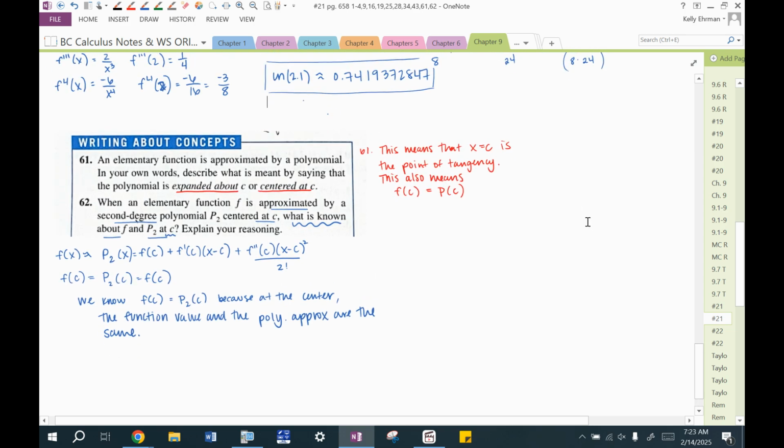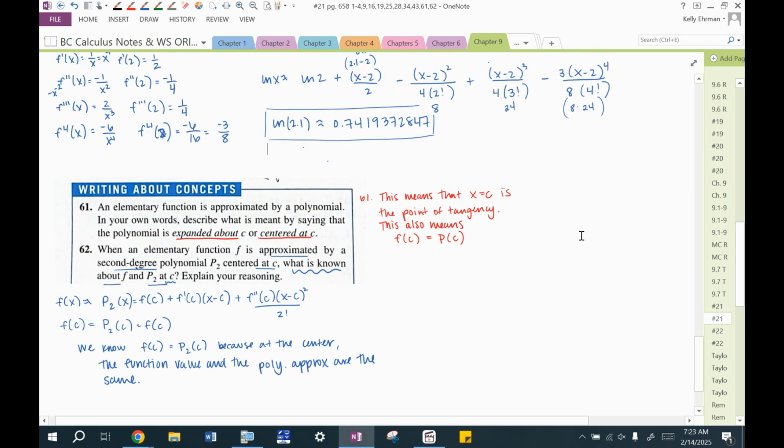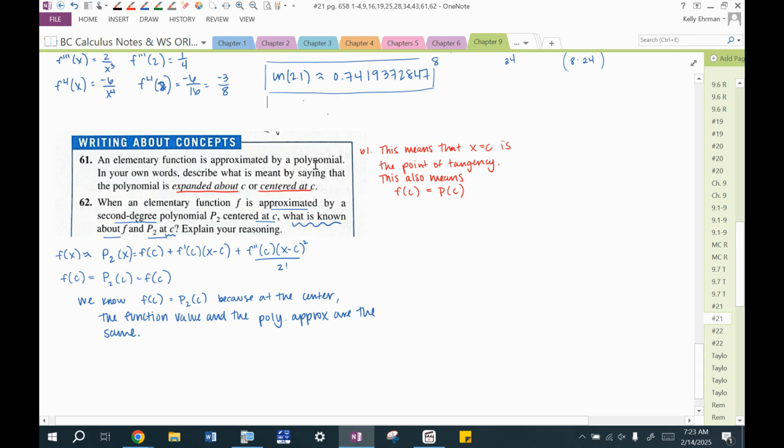All right, the last 2 problems, I did not erase my answers, so I just want to talk through them. So 61 says an elementary function is approximated by a polynomial. In your own words, describe what is meant by saying that the polynomial is expanded about C or centered at C. So I discussed this in the notes. Centered at C or expanded about, it just means that x equals C is the point of tangency. So it's the point where your polynomial function is connected to or exactly equals your actual function that you're trying to approximate, and then they might differ from that point.